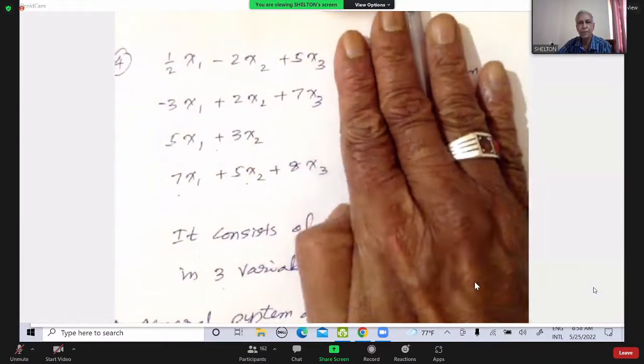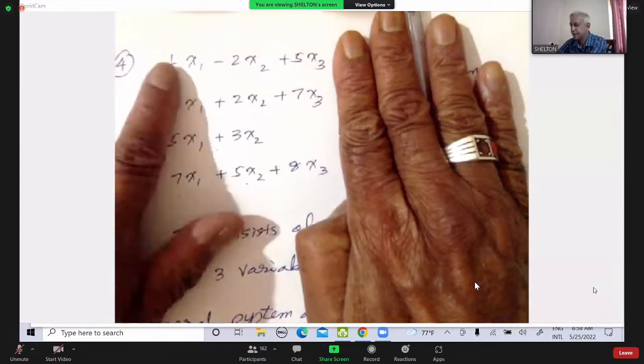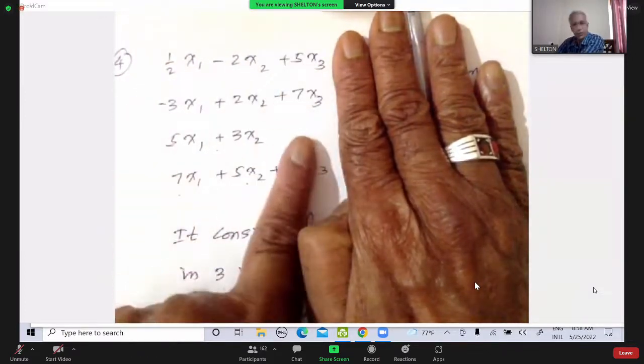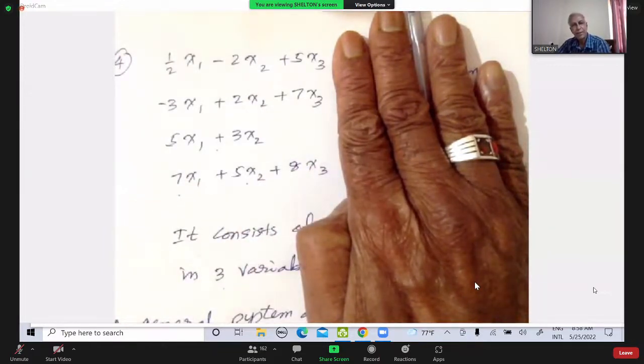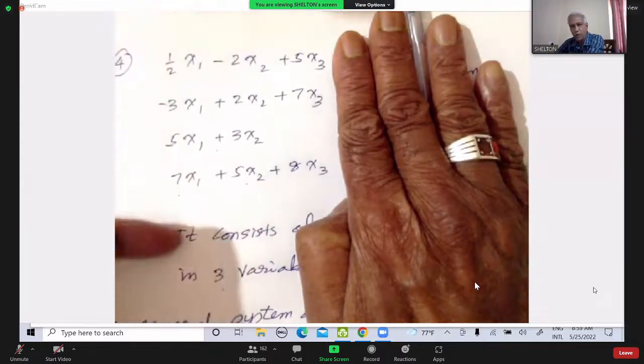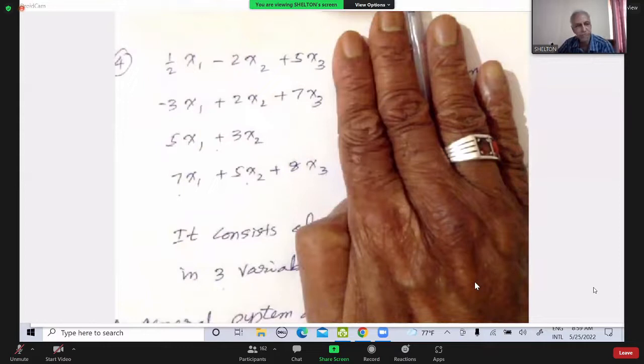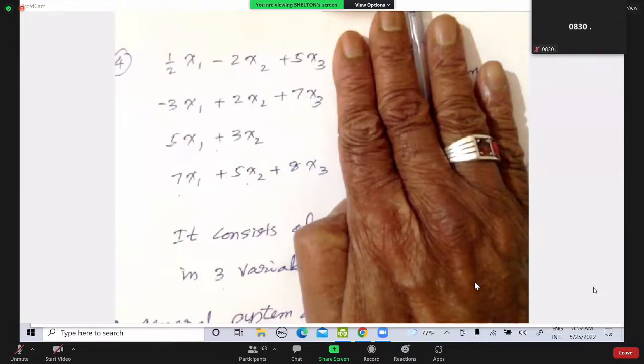Tell me the number of coefficients here. How many coefficients are there? First one, 3. Here also 3, because 0 times x3. Each equation consists of 3 coefficients. And how many equations are there? 4. So altogether, how many coefficients? 12 coefficients. How do you get 12? M times n, number of variables times number of equations.